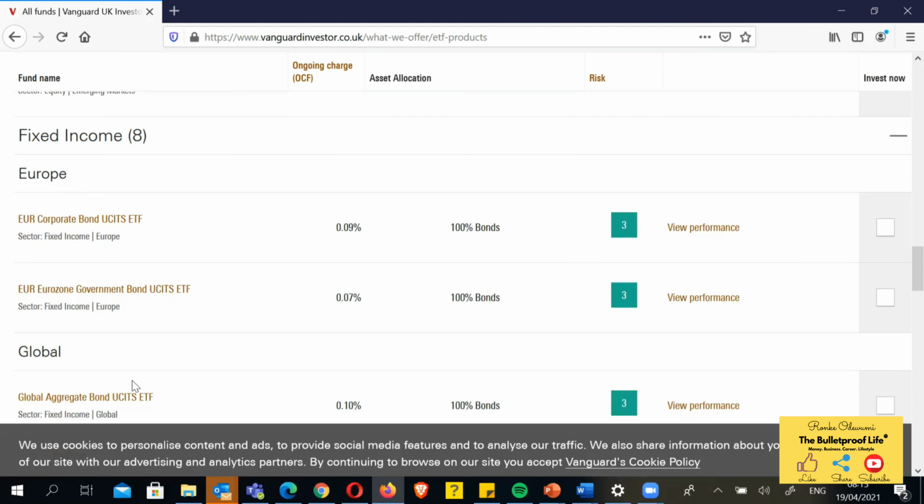Now, there's something called fixed income bonds, and these are fixed income investments which allow you to invest in bonds. And they are called fixed income bonds because they tell you right from the beginning how much interest you're going to get on your money. And they're very safe because they are bonds. And that's the beauty of bonds, because you're basically giving a loan out to either a company or a government. If you look at the Europe bonds, you have the EU corporate bond, which means you are giving a loan out to companies in Europe. And then for the EU Eurozone government bond, you are lending out money to governments across Europe.